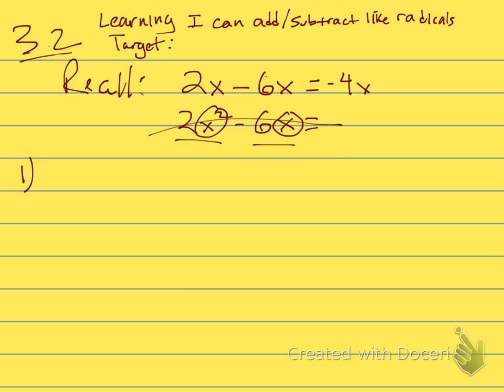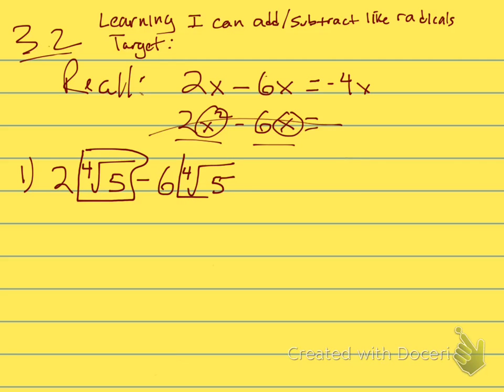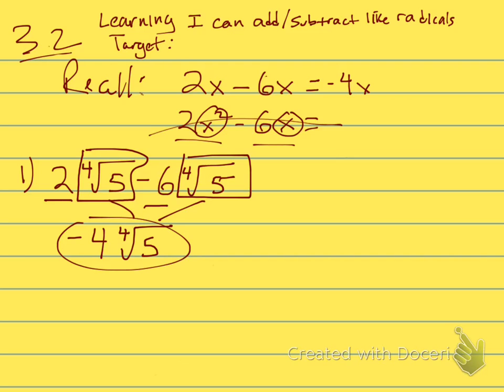So for instance, if I gave you 2 fourth roots of 5 minus 6 fourth roots of 5, you'll notice in these two terms the radical part is identical, meaning the index is both 4 and the radicand is 5. They're both the same, so I am allowed to subtract the coefficients 2 minus 6 to get negative 4, and then the radical part stays exactly the same. It'd be still the 4th root of 5. In much the same way, when we did this problem, we didn't change the variable, right? It was still just an x that was there.